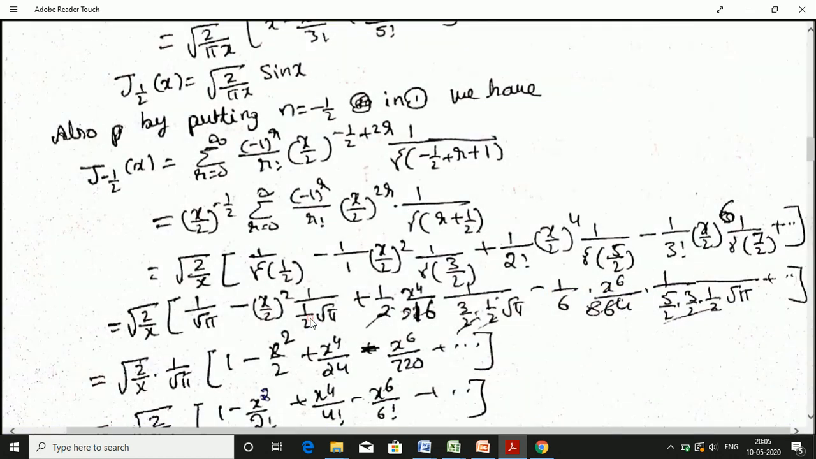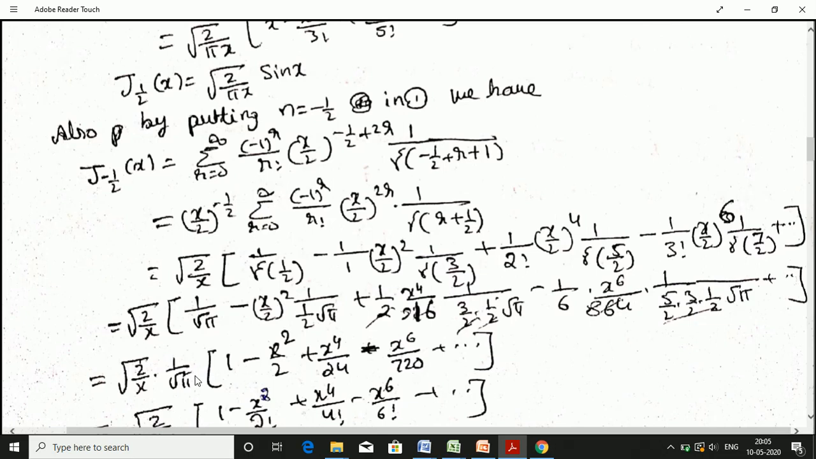And gamma of 1/2 is root pi, minus x squared by 4 gamma of 3/2, which is 1/2 root pi. 1/2 factorial is 2, x to the power of 4 divided by 16 into gamma of 5/2, which is 3/2 into 1/2 into root pi, minus 1/3 factorial is 6 into x power 6 divided by 64 into 2, gamma of 7/2 is 5/2 into 3/2 into 1/2 into root pi, plus dot dot dot.